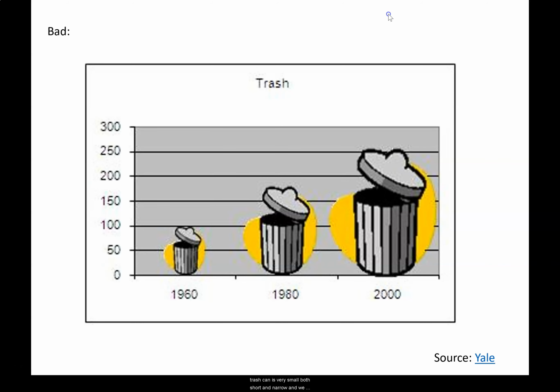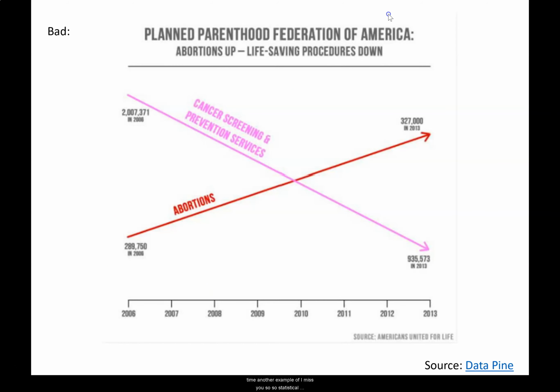Notice in 1960, that trash can is very small, both short and narrow. And we move to 2000, the height of the trash can corresponds to the amount, but instead of keeping the trash can the same width to make a uniform comparison, the trash can has been increased. The trash can in 2000 has its width increased as well. So your eye is drawn to the volume change of the trash can, not just the height change, making the last trash can look more than 4 times bigger than the first trash can, when the absolute change between the two numbers is really only 2.5 times. Another example of a misuse of statistical graphs.